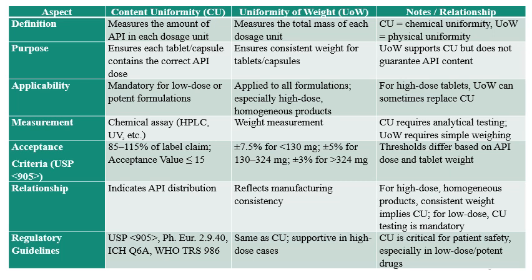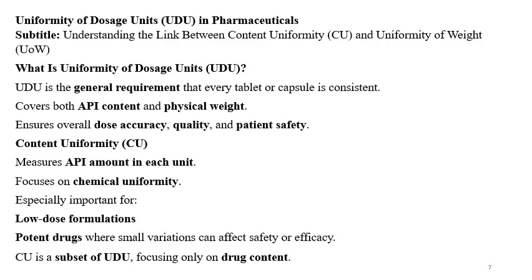Content uniformity and uniformity of weight, as we have learned from the previous slides, here is a table for your easy understanding. CU measures the amount of API in each dosage unit, and uniformity of weight, or mass variation, measures the total mass of each unit. So you can take some notes from these tables and slides to understand.